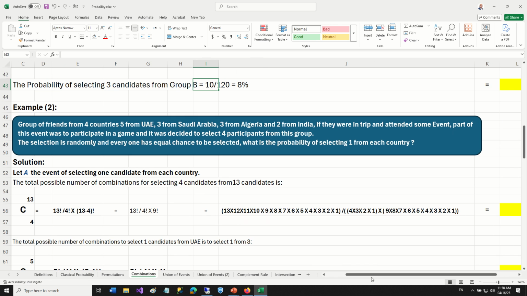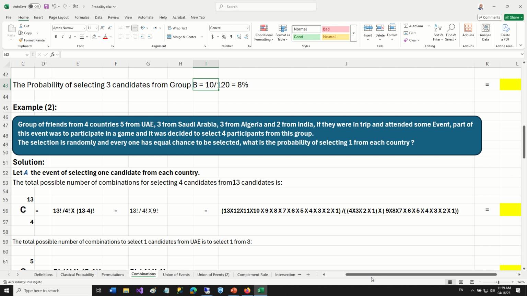Look at example 2. A group of friends from 4 countries: 5 from UAE, 3 from Saudi Arabia, 3 from Algeria, and 2 from India. They were on a trip and attended an event, and part of this event was to participate in a game. It was decided to select 4 participants from this group. The selection is random and everyone has an equal chance of being selected. Now, what is the probability of selecting 1 from each country?